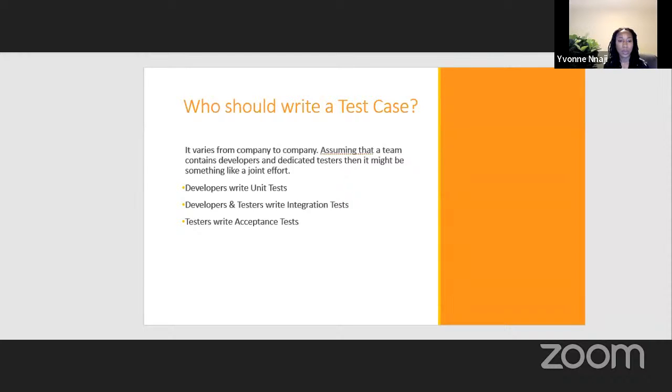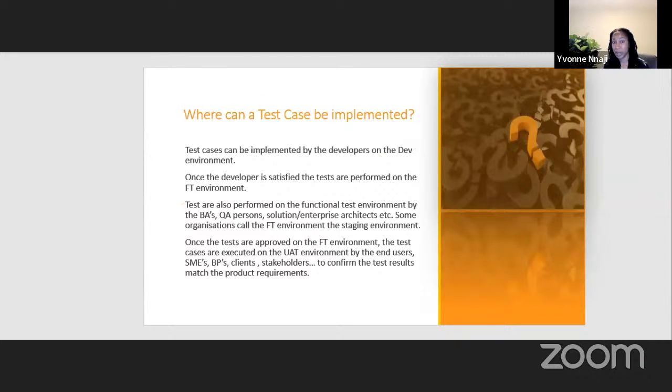Okay. So moving on, next we'll talk about where test cases can be implemented or executed. So test cases can be implemented by developers on the development environment. And then once the developers are satisfied, the tests are performed on the functional test environment. And then after the tests are performed on the functional test environment, once it passes and it is successful, you can perform the test on the user acceptance test environment. Bear in mind that some companies call the functional test environment the staging environment. It depends on what your company is used to.